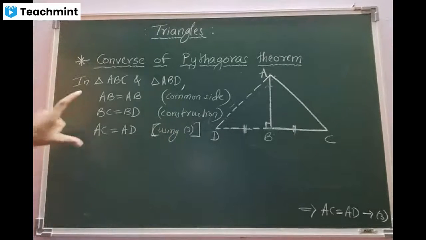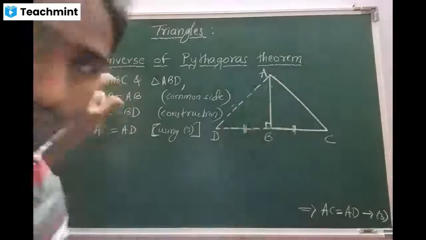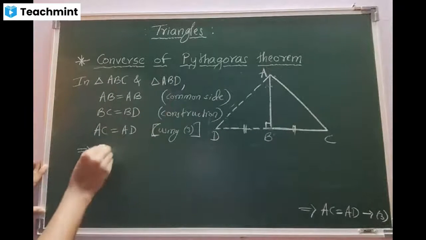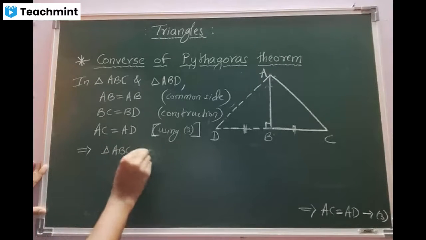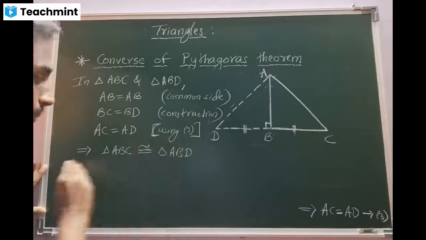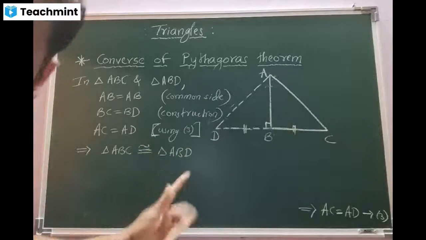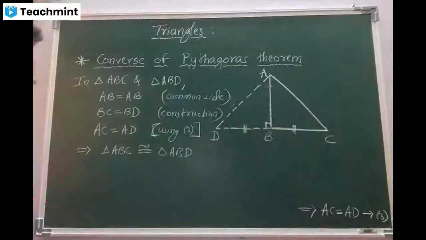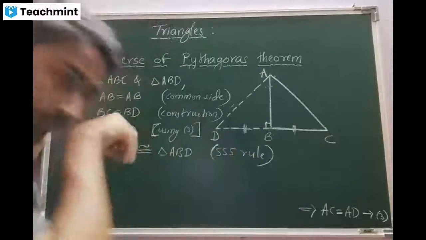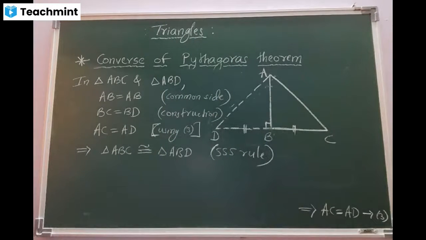Now, look at the concept, beta. All the three sides of one triangle are equal to all the three sides of the other triangle. Am I right? Triangle ABC is congruent to triangle ABD. Beta, here I'm not talking similarity. I'm talking about congruency. Side side side rule. Correct, beta?